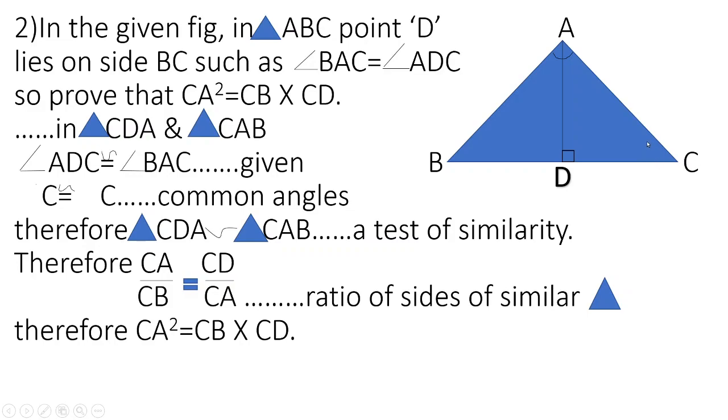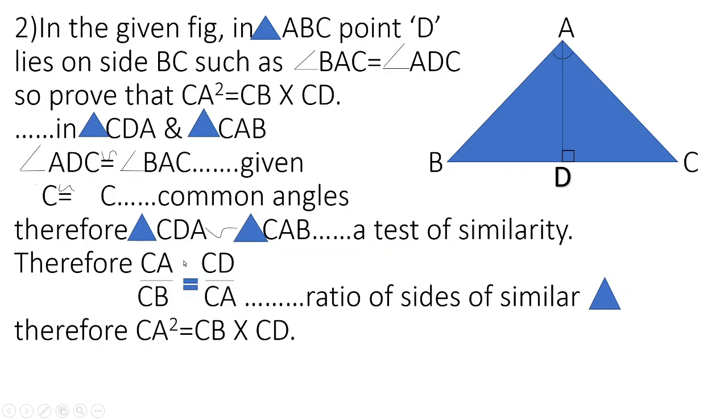So in both triangles, C is the same angle. You can write angle C congruent to angle C, reason: common angle. We show two angles in our diagram congruent. Then triangle CDA is similar to triangle CAB by the angle test of similarity.